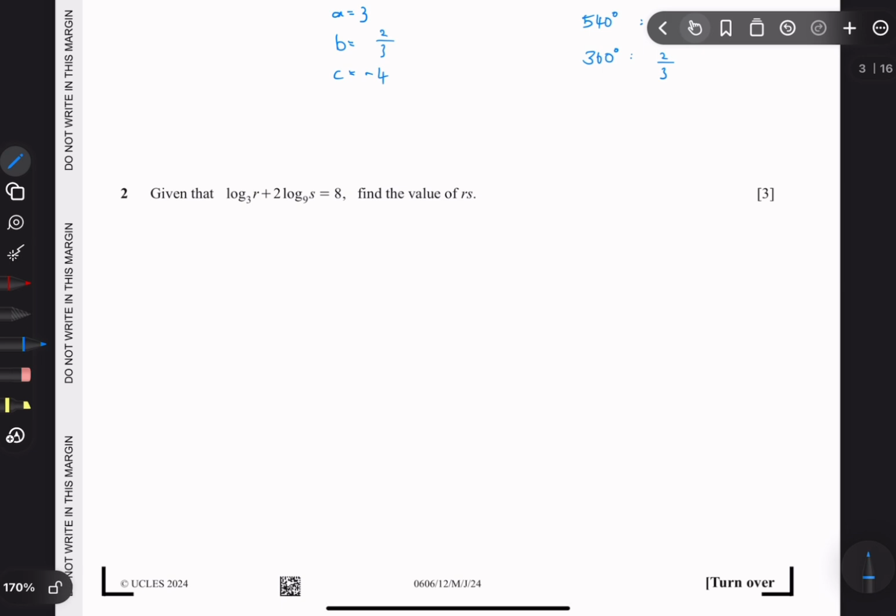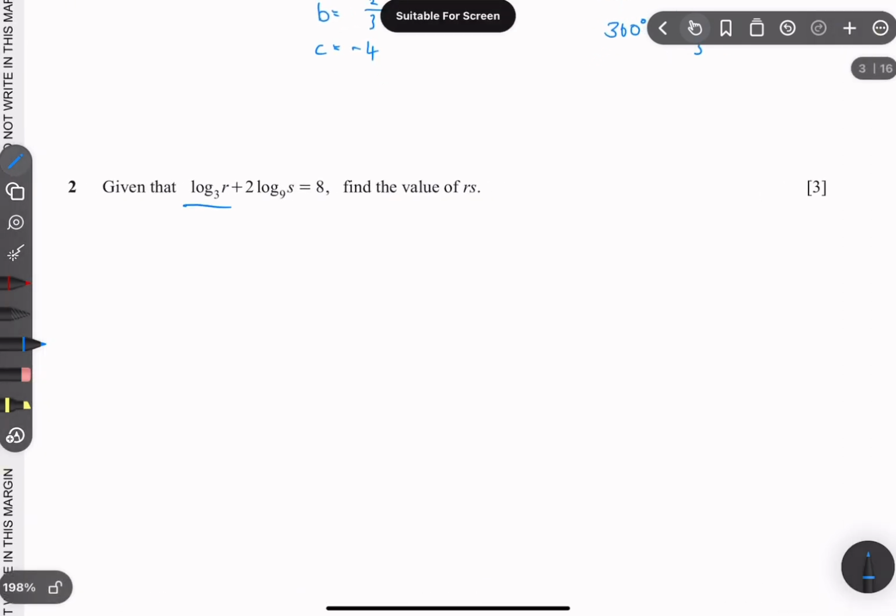Question 2. Given this equation, find the value of RS. This question uses the laws of logarithms. And when you see the logs have different bases, you need to remember that whenever the logs have different bases, you have to change the base to make them the same. So we can change this log with base 9 to base 3. But first of all, we can rewrite it to become s squared. And then now we just change the base.